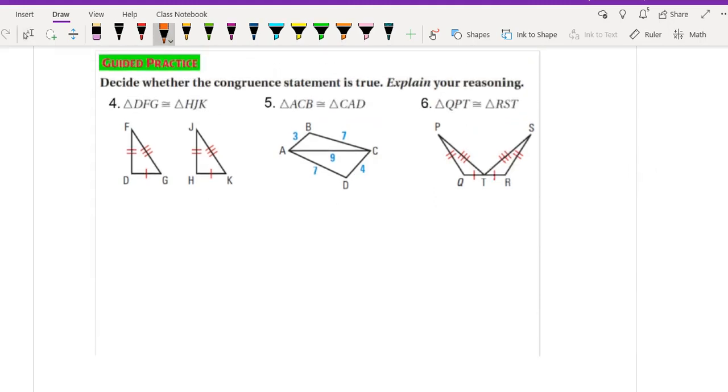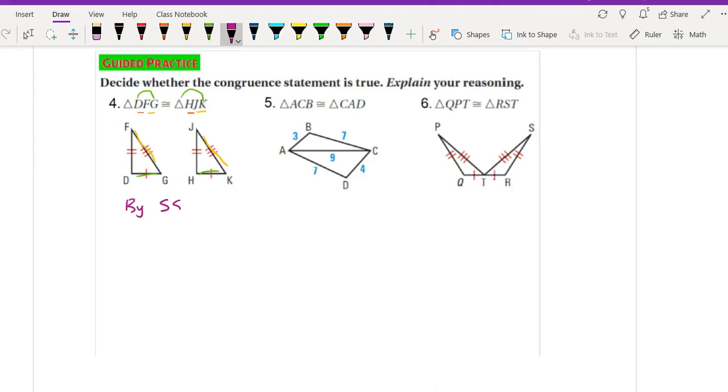So in this number 4, we need to decide whether the congruent statement is true. Explain your reasoning. Is triangle DFG congruent to triangle HJK? Well, let's see if the corresponding sides are congruent. DF, is that congruent to HJ? Looks like it is. We check the second set, FG and JK. Yep, that lines up. And finally, the first and last, DG and HK. Yep, it certainly looks like it.